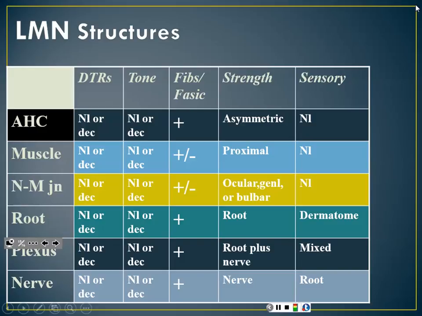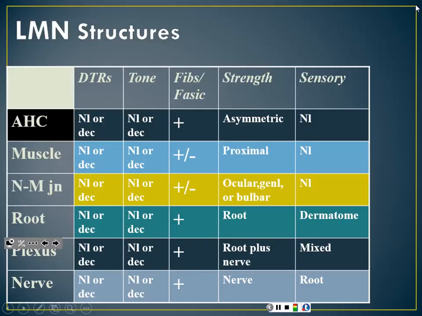So if I have sensory symptoms with lower motor neuron, if I have numbness and tingling in my arm with atrophy and fasciculations, guess what? You've got 3 choices. Okay. And then you look at what? You look at the distribution of the weakness.